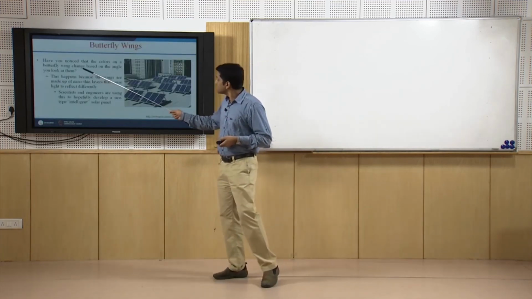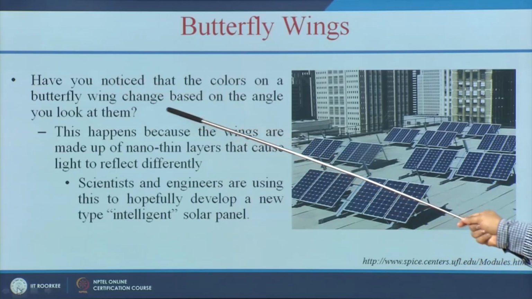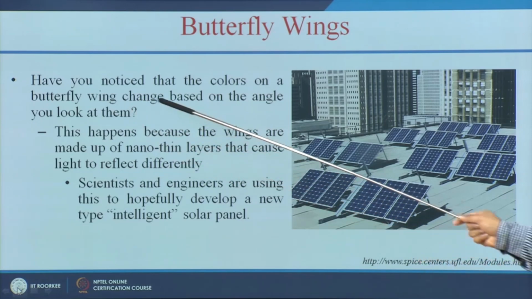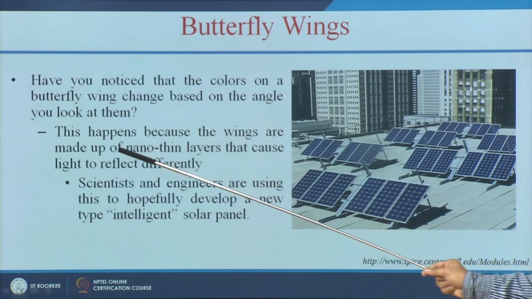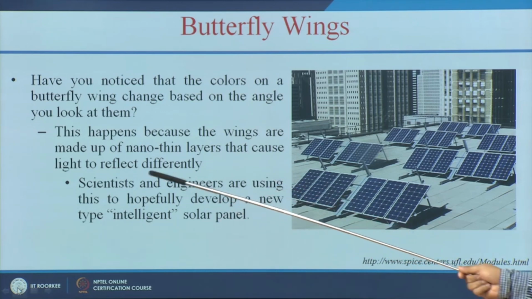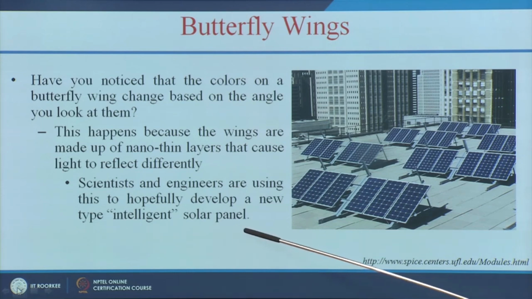And another example is from the same butterfly. You can notice that the color of butterfly wings changes based on the angle you look at them, okay. So why is it happening? This happens because the wings are made up of nano thin layers that cause the light to reflect differently. So scientists got the idea to develop an intelligent solar panel so that it can harvest more solar light.